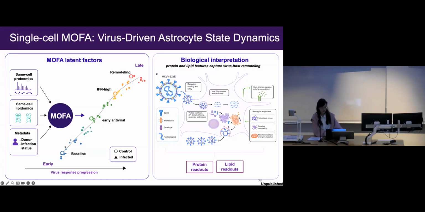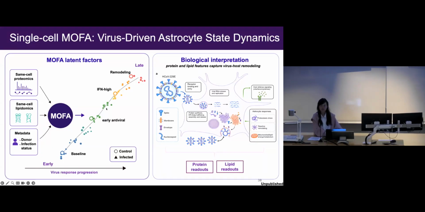So for each of the cells, we have the RNA, the proteomic, and the lipidomics readout, along with metadata such as the donor and the infection status, which is induced by the 229E virus strain. So this really allows us to ask how infection changes cellular state at a much higher resolution.